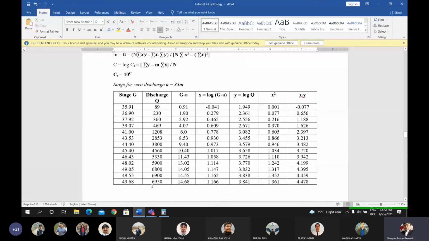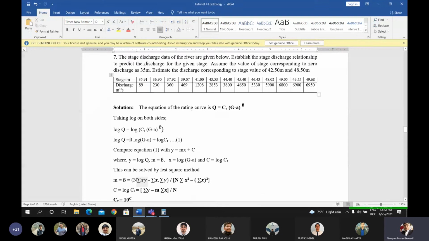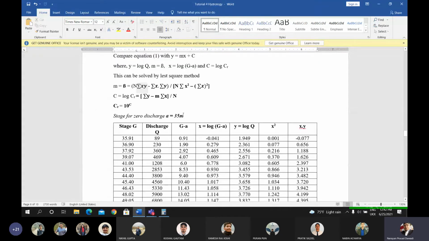89 to 6950 is also copied here. When the stage is increased, discharge also increases. When the stage is reduced, discharge will also be reduced. Okay. Now the a value, the stage corresponding to zero discharge, is considered as 35 meter. The a value is 35 meter.